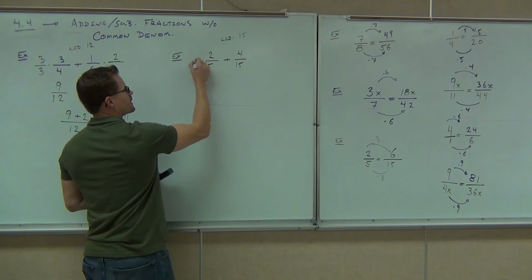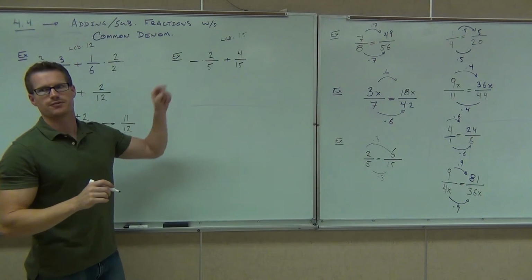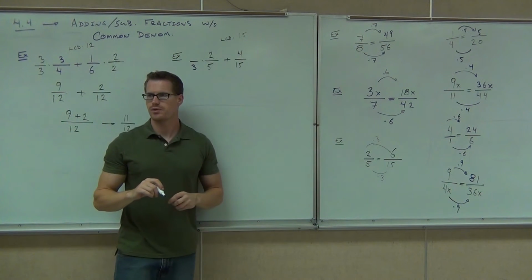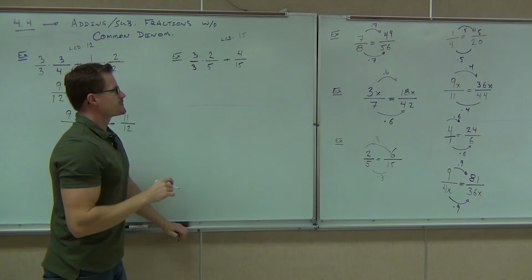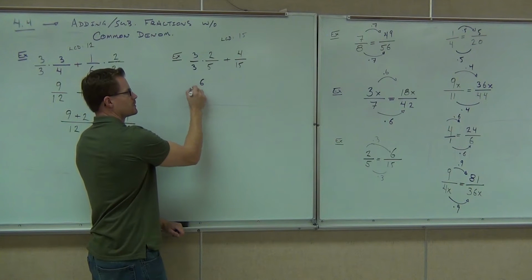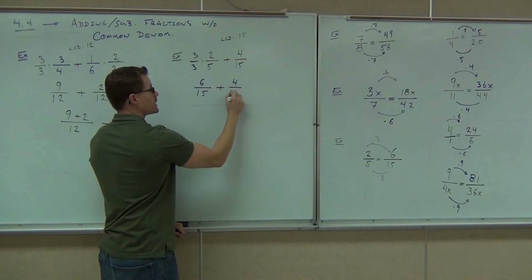On the left-hand side, though, we don't have 15 already. You need to tell me what I need to multiply by in order to get 15. On the bottom, on the top, or both? Good. My left fraction, ladies and gentlemen, 6/15. 4/15 we didn't have to change.